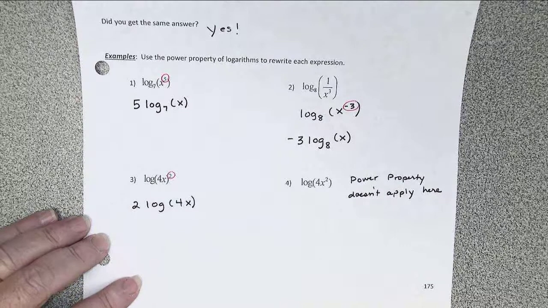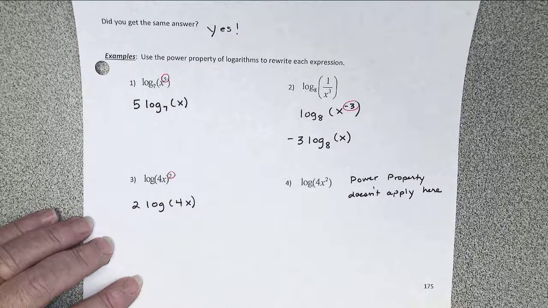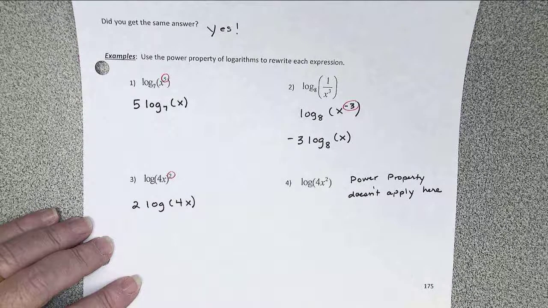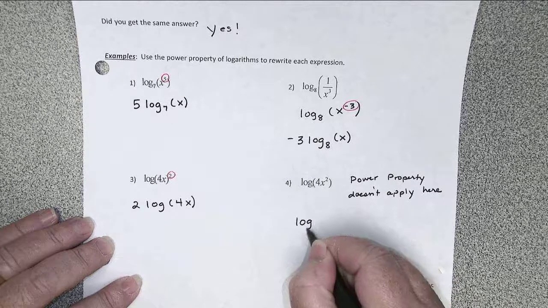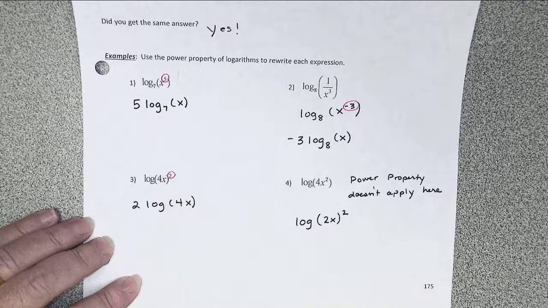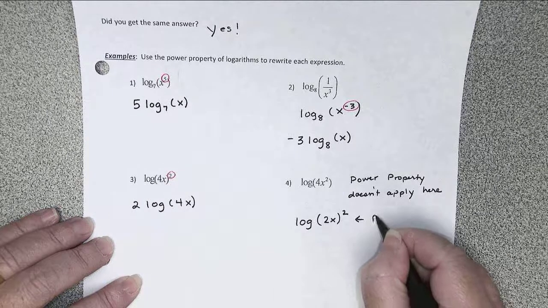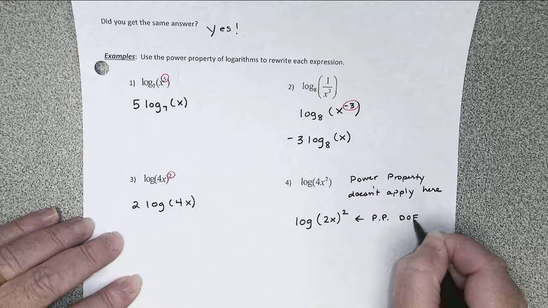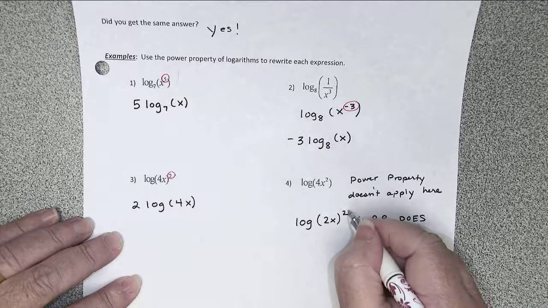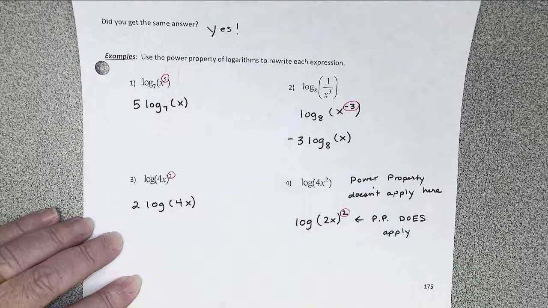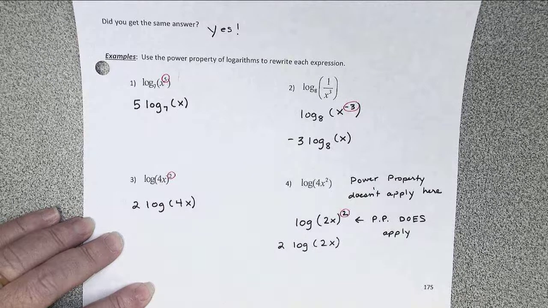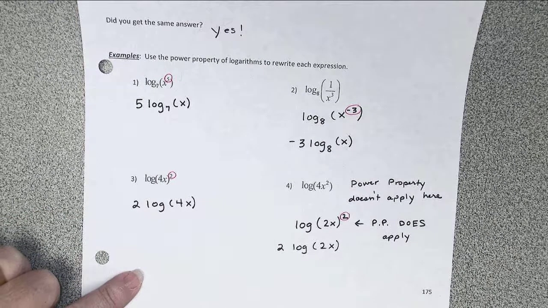In fact, there's something I can do to rewrite this so that I can use the power property. I recognize that argument 4x squared as a perfect square. So I could first rewrite this as the log of 2x all squared. And now the power property does apply in this form. Now this exponent applies to the entire argument, and so I can bring it down in front as the multiplier. So there's our power property.